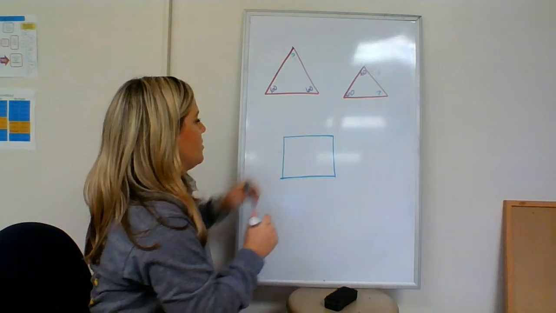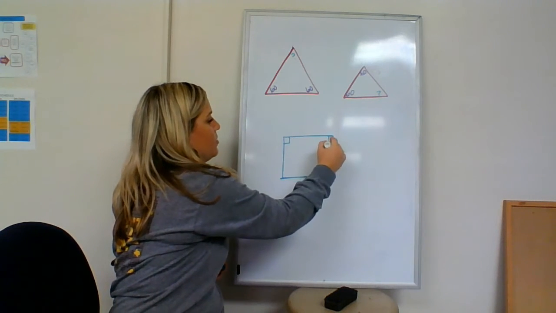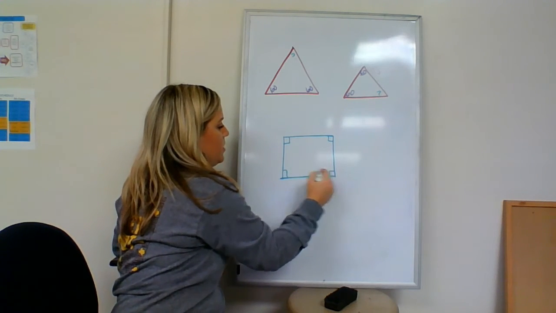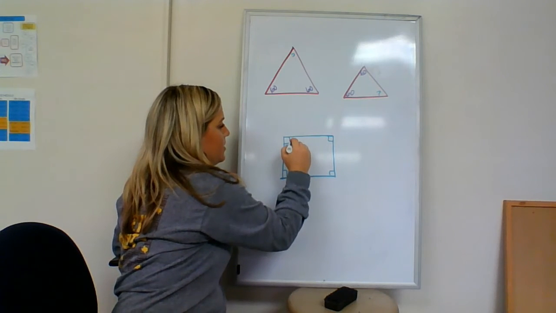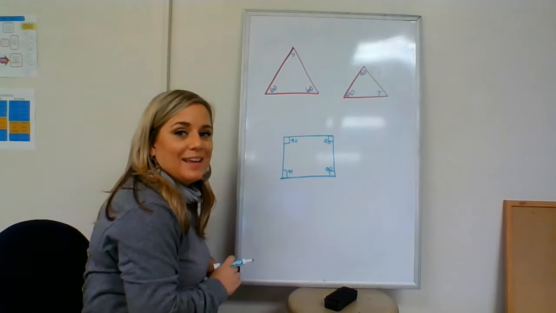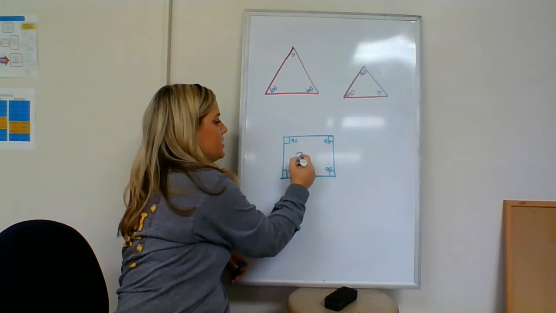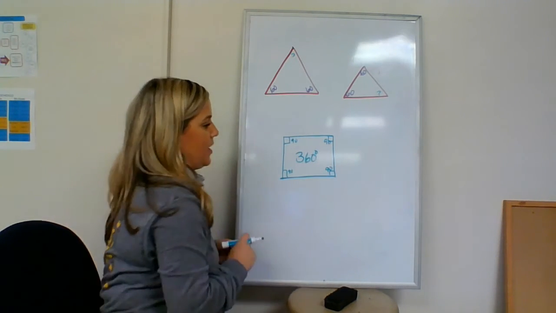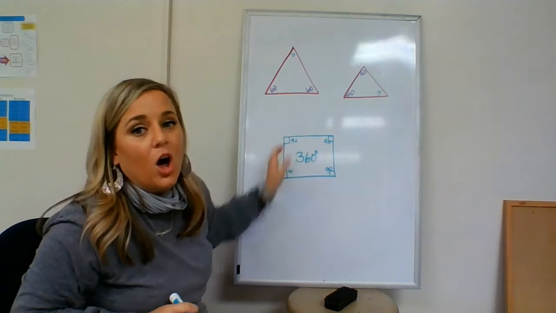in squares, all angles are right angles. All of these are right angles, so that means they're 90. 90, 90, 90, 90, right? And a square equals 360 degrees on the inside. All the angles add up to be 360 because all of them are right angles.